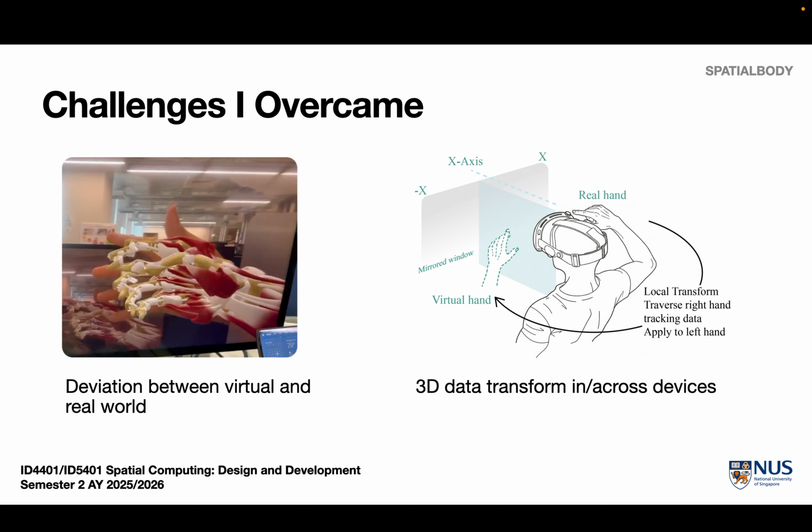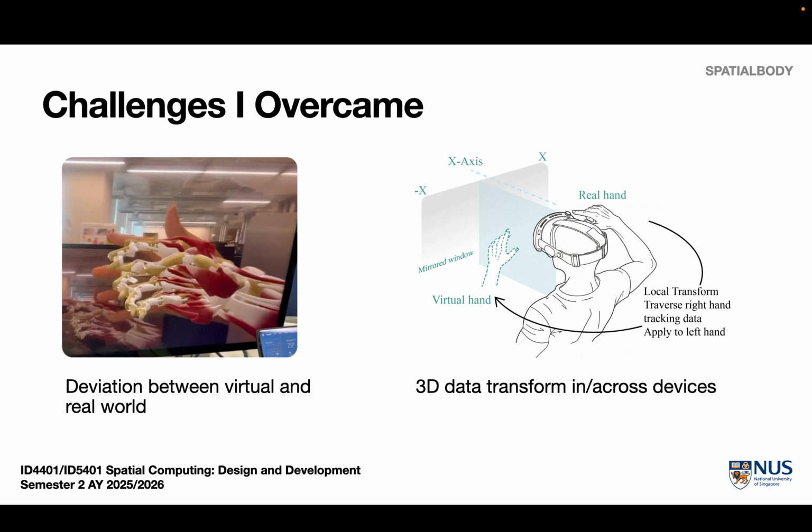The first challenge I overcame is the deviation between the virtual and real world. Even though I put the virtual model in the MR space, and it can be influenced by my own movement, it could not align perfectly with my hand. You can see some directions of the skeleton are wrong, and the thumb is in the wrong place. So it took me much time to make it align perfectly.